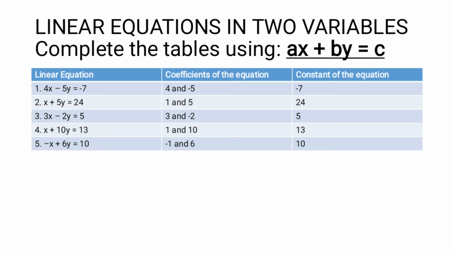Now we have here a table of linear equations in two variables in the form of ax plus by equals c, or the standard form. So let's only take example number 1: 4x minus 5y equals negative 7. As I have said, a and b represent the coefficients of the equation and c represents the constant of the equation. So for example number 1, the coefficients of the equation are 4 and negative 5, while the constant of the equation is negative 7.